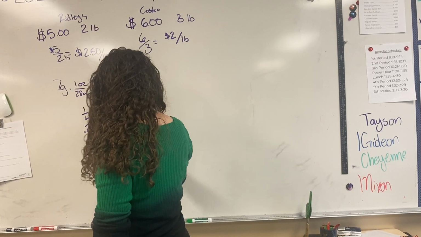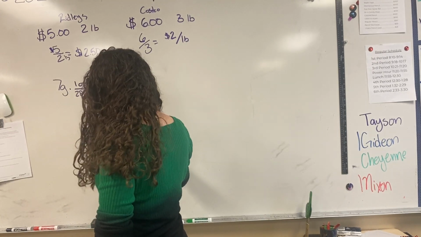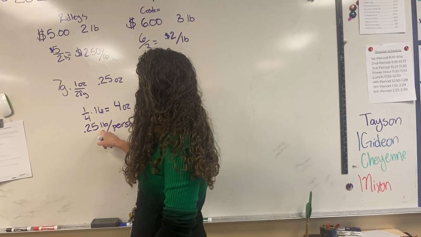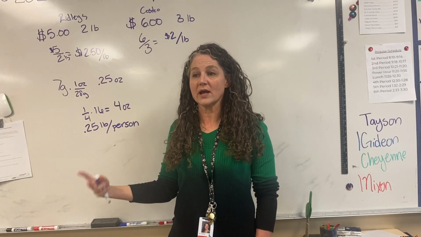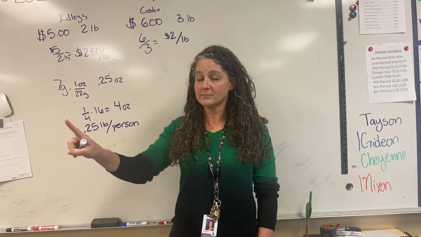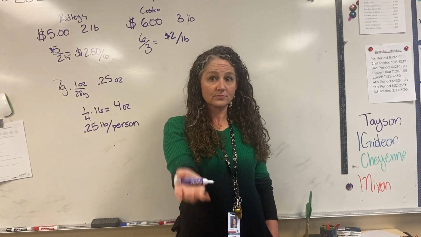Guess what? I'm in the dark zone and I can't spell. Okay. So it is 1/4 pound of grapes per person. That is our unit rate. How much will one person be eating? 1/4 of a pound, right?